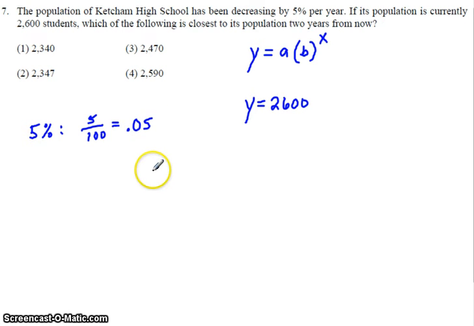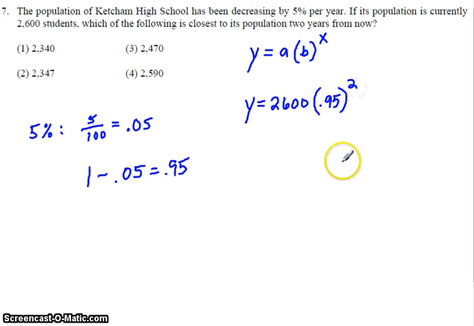But that's not our growth rate or decay rate. In the case of decay, it's decreasing, so you do 1 minus 0.05. It's always away from 1. And this means 0.95. So 0.95 means it's decreasing by 5% each year. So that's what's going to go in our parentheses. And 2 years from now, that's our x time value here. That's all it is to set it up, and we've got to use our calculator.